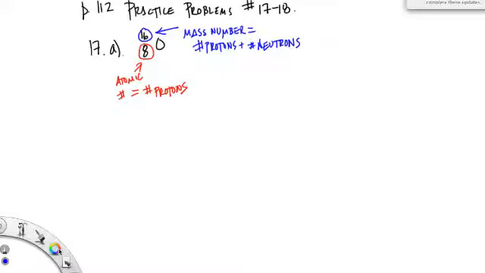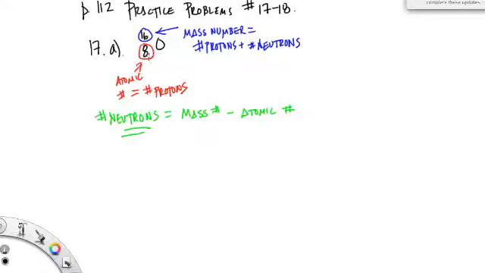So how would you find out the number of neutrons? In order to get the number of neutrons, you would take the mass number minus the atomic number. You take this number minus this number. Since you're taking number of protons plus neutrons minus the number of protons, you're going to end up with the number of neutrons. So the number of neutrons equals the mass number minus the atomic number.